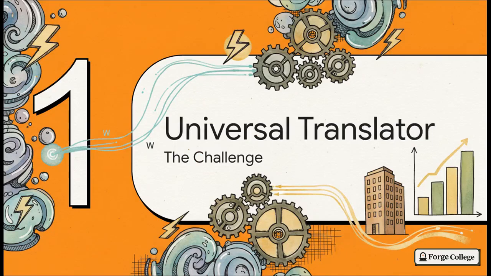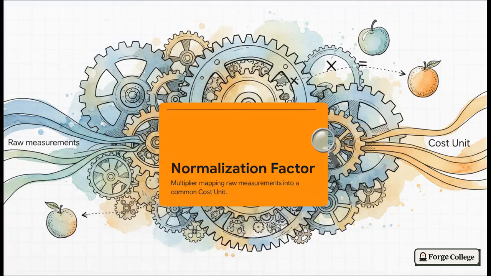Section 1. The Universal Translator Challenge. Our mission here is to transform these raw alien metrics, our gallons and watts, into a single language that we can actually use. To do this, we rely on a very specific definition, the normalization factor. Think of this as the magic gear in our translation machine. It's a multiplier constant used to map raw protocol-specific measurements into a common unified cost unit. This is the whole shebang that makes our apples to oranges comparison mathematically possible, bridging the gap between raw blockchain mechanics and actual economic modeling.